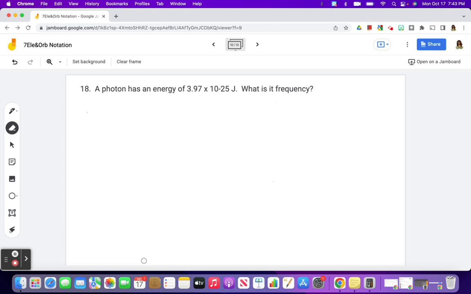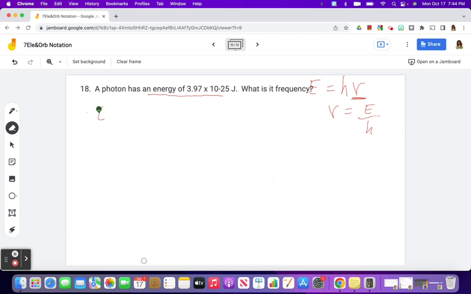We have photon energy. It says a photon has an energy of 3.97 times 10 to the negative 25th joules, and we want to find out the frequency. So we know that the photon energy equation is E equals Planck's constant times frequency. And we're solving for frequency. So that means frequency is going to be E divided by Planck's constant H.